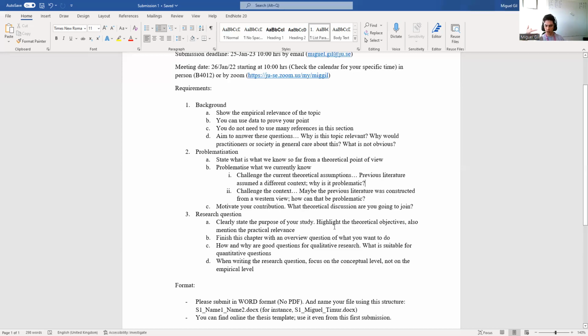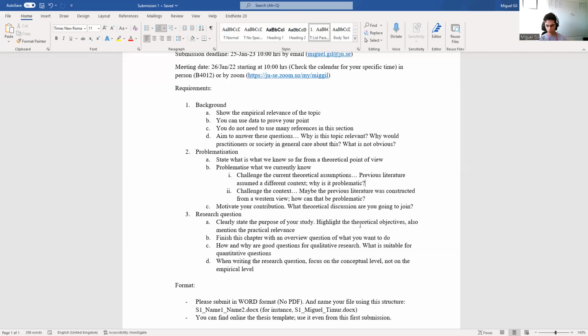And then the third section of that introduction will be the research question. And here you can do two things. I think the university suggests that you include the question around here, and then you have a purpose. You can do it as well with the purpose as a subsection. And the purpose is much simpler. What is the objective of what you are doing? Highlight the theoretical objectives. That's the most important thing, but also mention the practical relevance. But the most important thing is that you highlight the theoretical objectives.